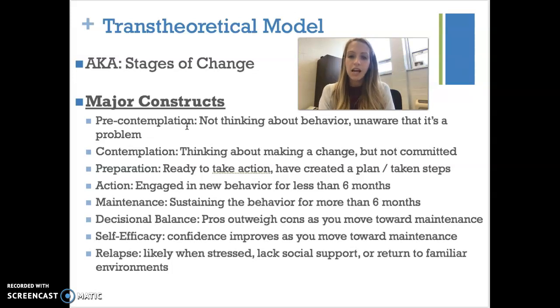Now, relapse does happen. It often happens when people are stressed, if they have a lack of social supports, or if they have certain triggers, a return to familiar environments. So someone that's sober that enters a bar, that may be a trigger for them, and it may result in a relapse. So know that this occurs, and that this is on a continuum, and that some people move back and forth through these stages of change.